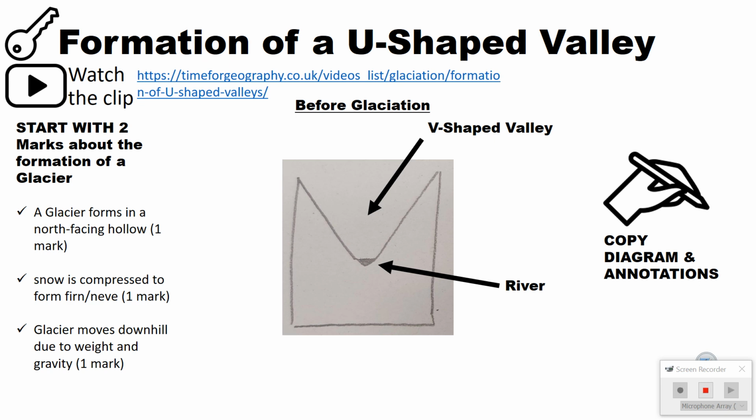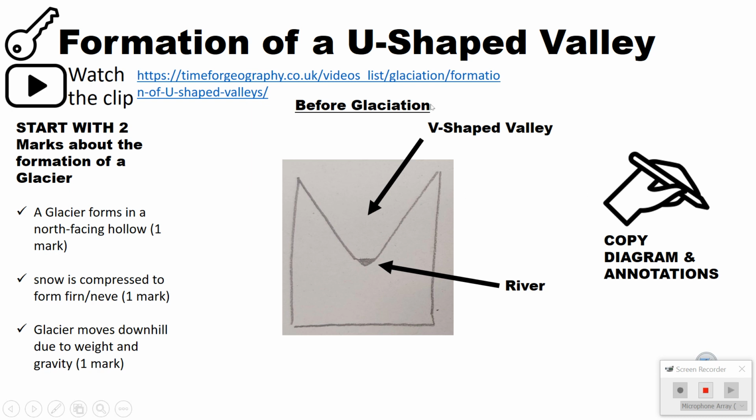So, formation of a U-shaped valley. Have a little look at the Time for Geography clip about the formation of U-shaped valleys. It should be there on that link to start you off with your learning. And what you're going to do for this learning, there are 4 diagrams that I've created, and I want you to copy the notes and the diagrams around them. I'll just discuss through them. As always, I would suggest you have an A4 landscape page or an A4 jotter and take a double page for this. So your first diagram, you can see it's titled Before Glaciation.